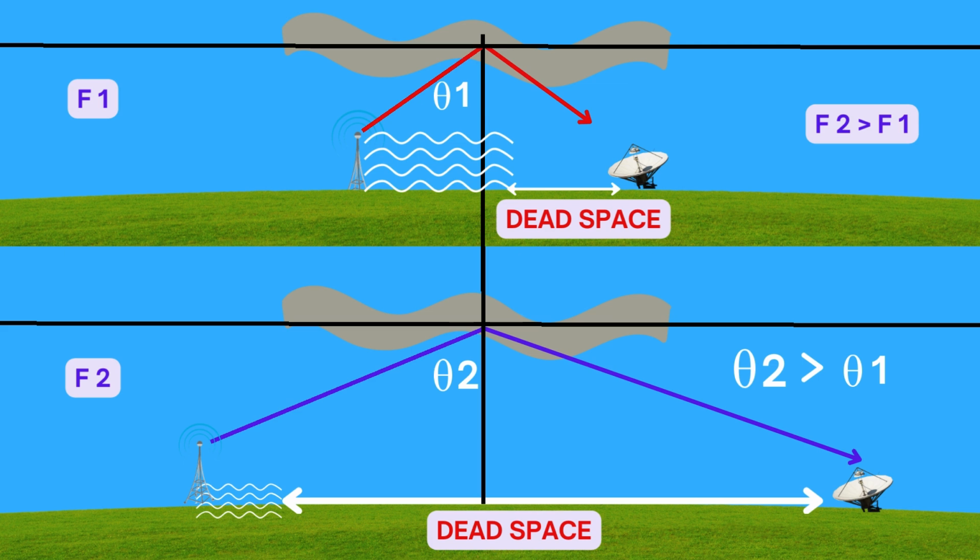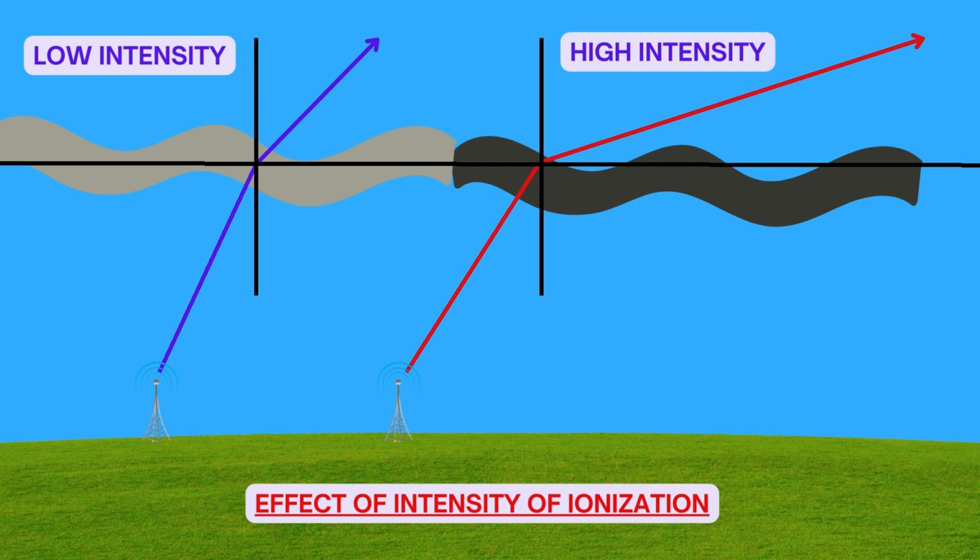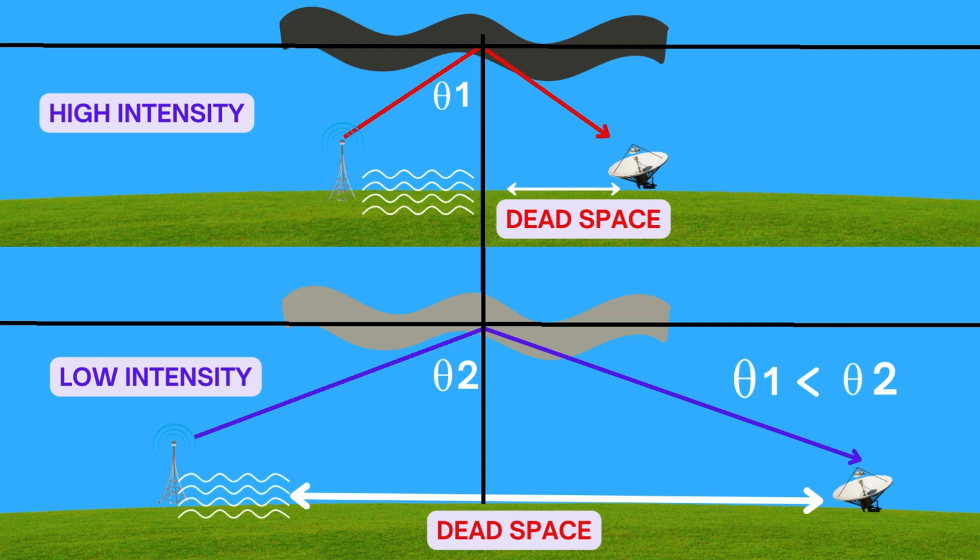So there will be an increase in dead space caused by both the increase in skip distance and decrease in surface wave range. Effect of intensity of ionization. At a given frequency, higher intensity of ionization further reduces the refractive index and radio wave direction would change further away from normal. This means that total internal reflection will take place at a smaller critical angle and the skip distance and dead space will decrease.